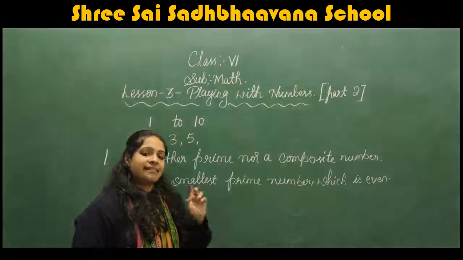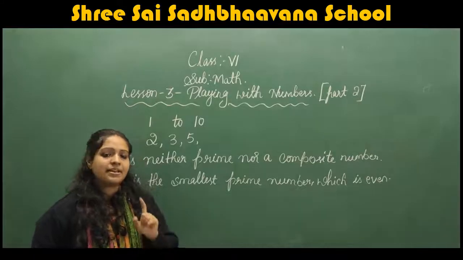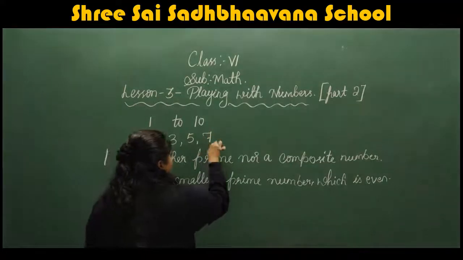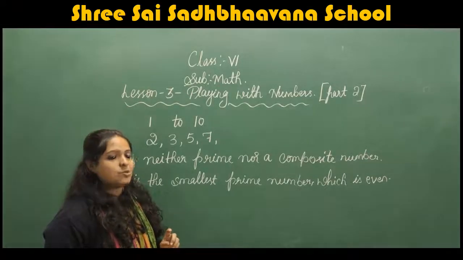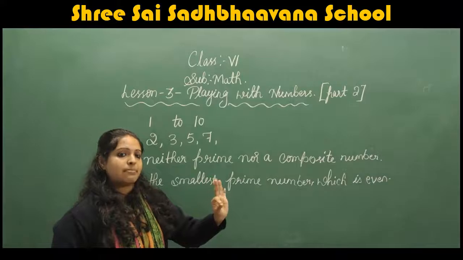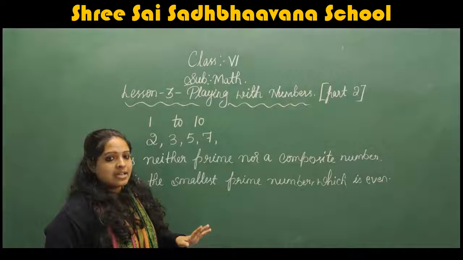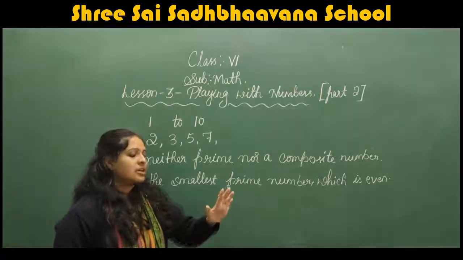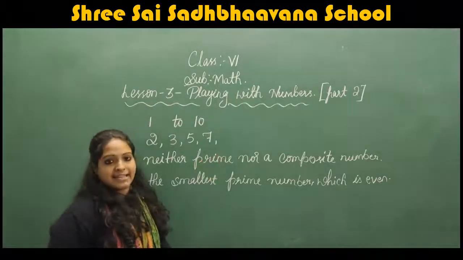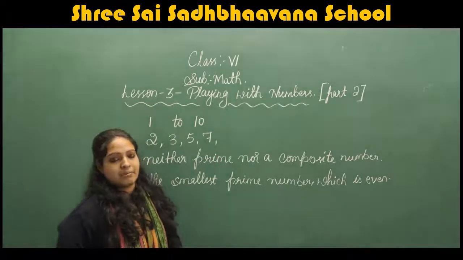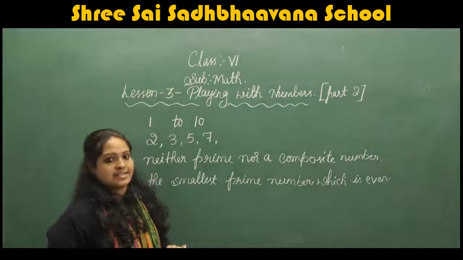Coming to 7. Yes, 7 is a prime number because you can find it in only 2 tables: 1's table and 7's table. What about 8? 8 is not a prime number, it is a composite number because you can find it in 1's, 2's, 4's and 8's tables. Coming to 9, 9 is also a composite number because you can find it in 1's table, 3's table and 9's table. Coming to 10, 10 is also a composite number. Why? Because you can find it in 1's table, 2's table, 5's table and even 10's table.